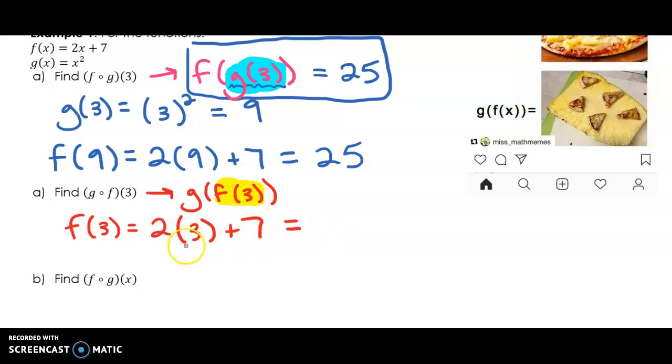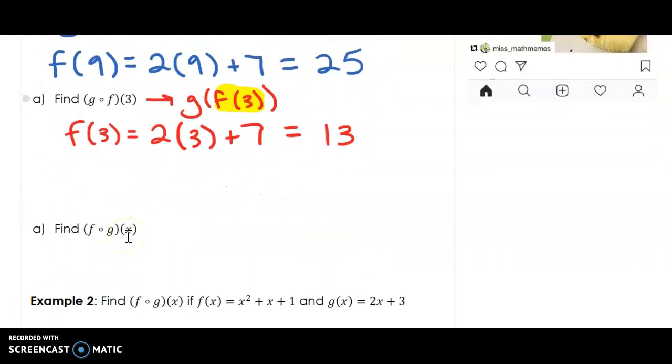Yeah, 3 times 2 is 6. 6 plus 7 gives me 13. So f of 3 is 13. My question for you now is, what is our next step? What do we do now? Take a look at the first problem we did and tell me, what are we going to do now?